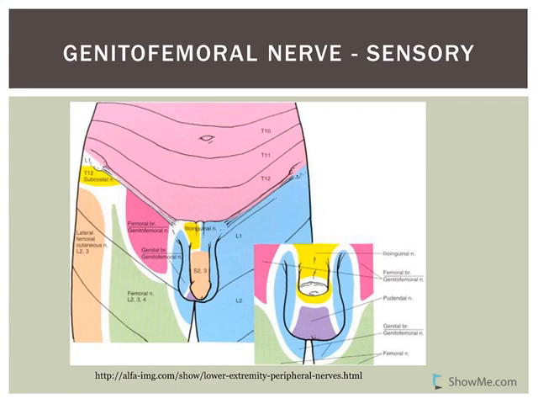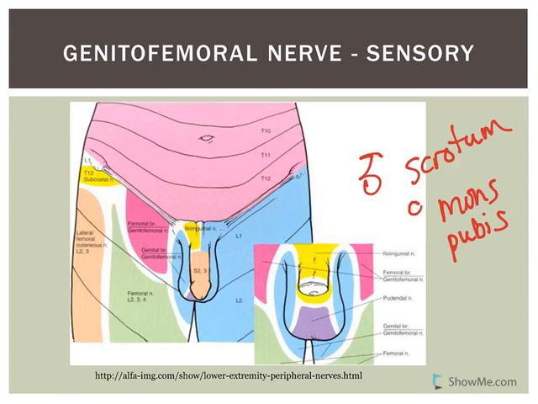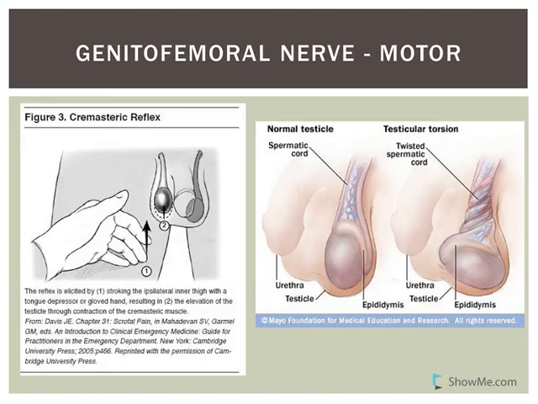So you can see here in the light blue the innervation from the genitofemoral nerve. In males, it innervates parts of the scrotum. In females, it innervates parts of the mons pubis. So scrotum in the male and mons pubis in the female. Now the genitofemoral nerve also has motor innervation.